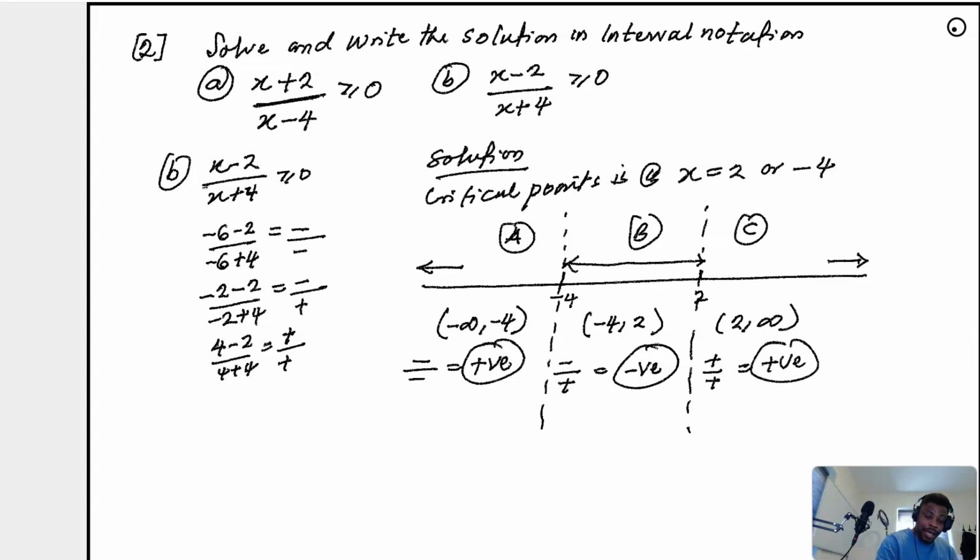So I have A, B, C. And for this inequality, it says greater or equals to 0. And when it is greater or equals to 0, our quotient needs to be positive. So which part is giving us positive? Part A and part C. So this is minus infinity, comma minus 4, union 2, comma infinity.